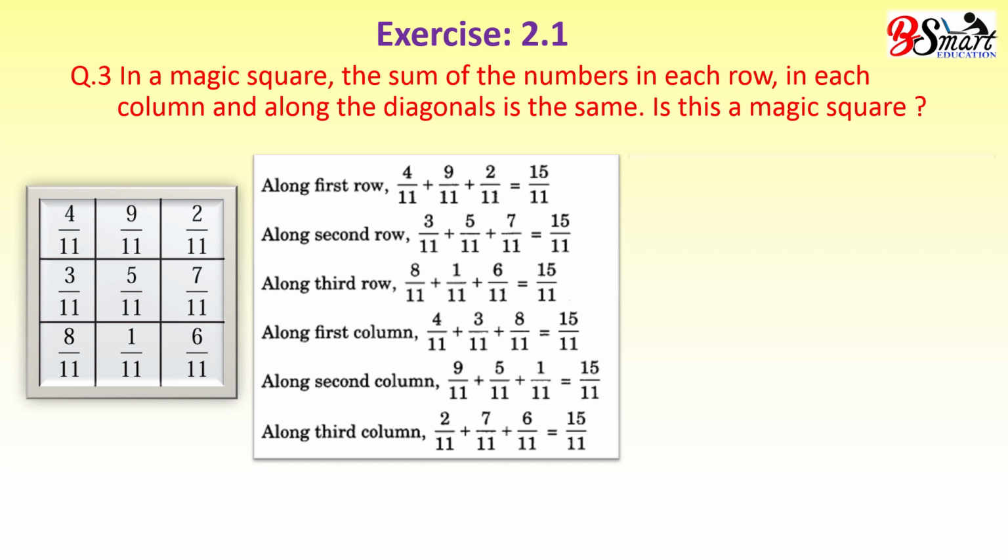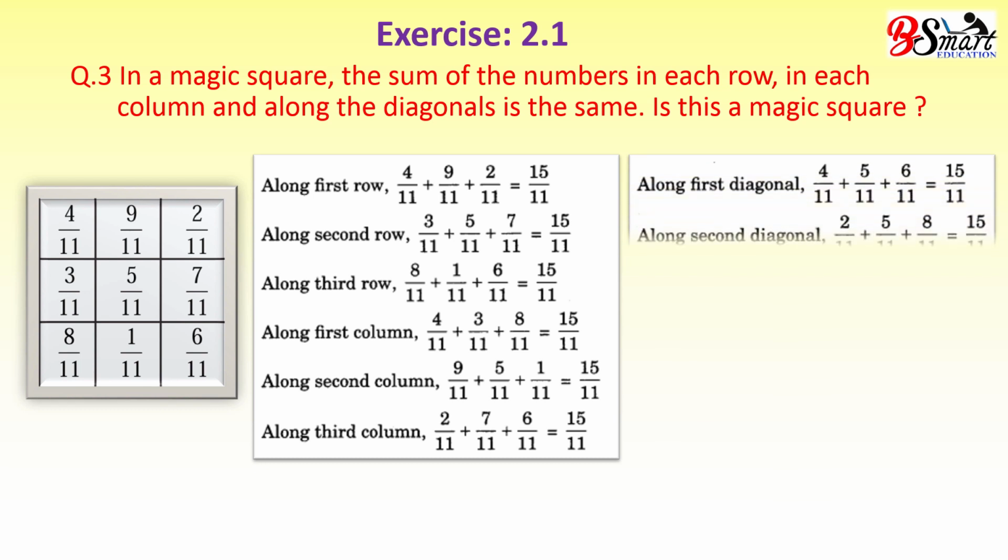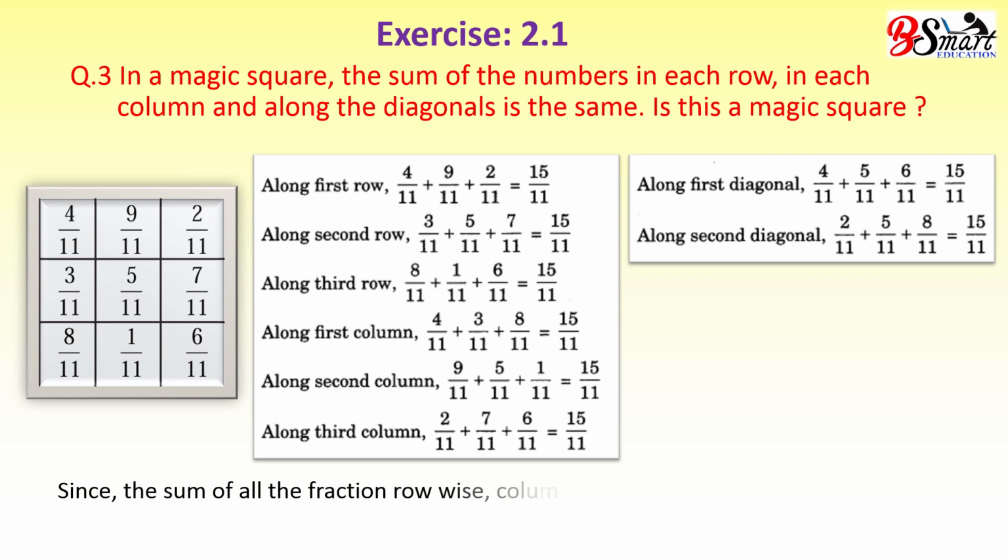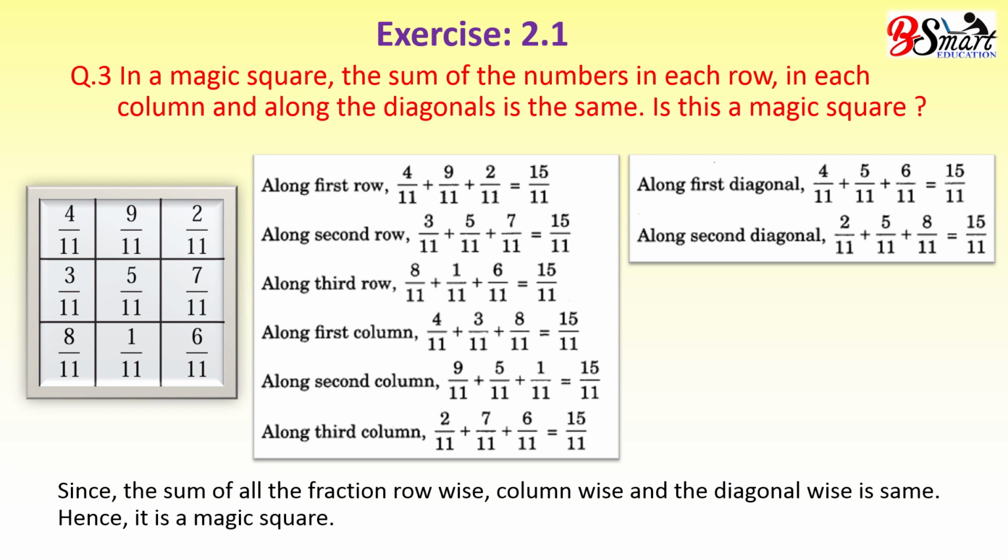Now, checking all the other rows, columns and diagonals, we get the same answer, which is 15 by 11. Since the sum of all the fractions row wise, column wise and diagonal wise is the same, hence it is a magic square.